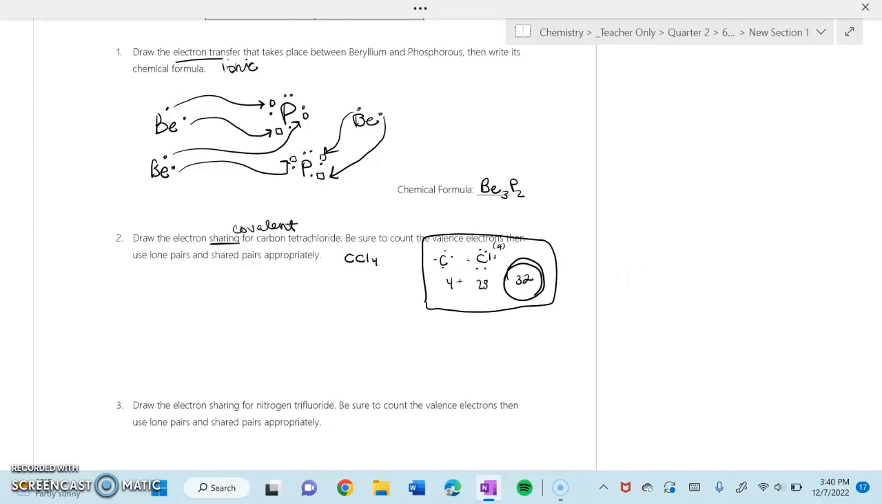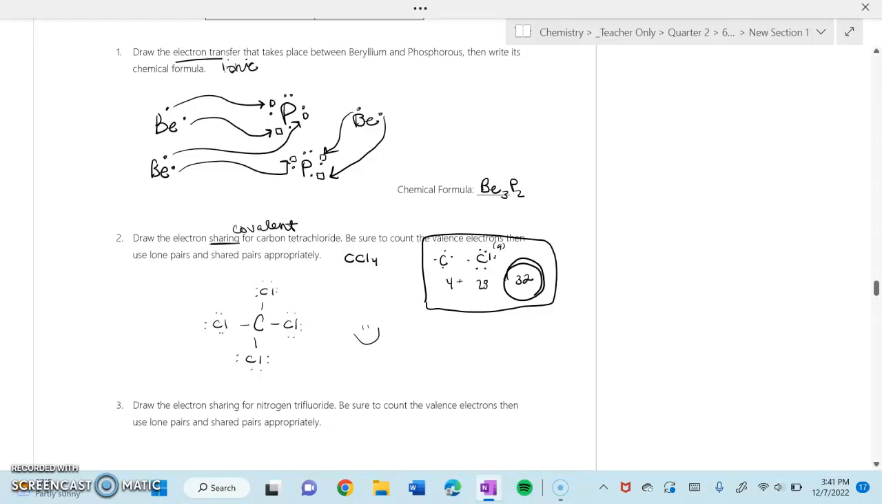Now let's actually draw it. So put our carbon in the middle, shared pairs with chlorines all around, and then we're just going to surround by lone pairs to complete each octet. And now let's go back and count and see if we used our 32. I'm going to count by 2s. 2, 4, 6, 8, 10, 12, 14, 16, 18, 20, 22, 24, 26, 28, 30, 32. Hurrah! So there's our electron sharing for carbon tetrachloride.